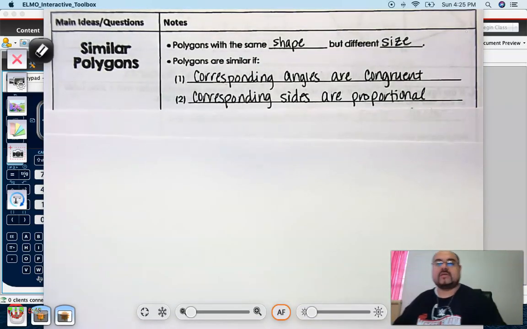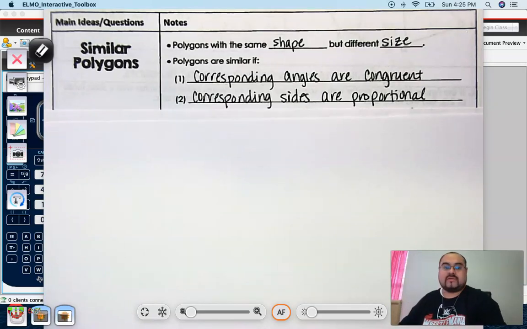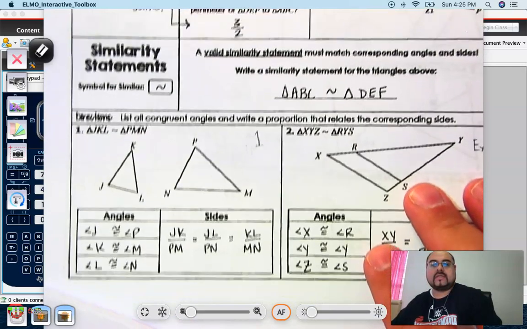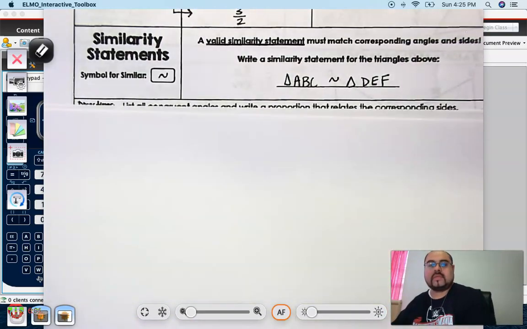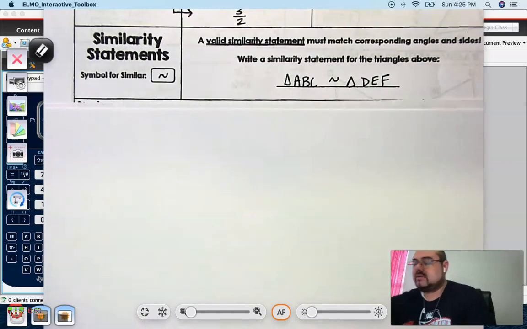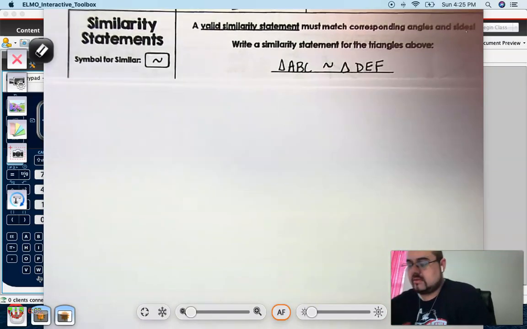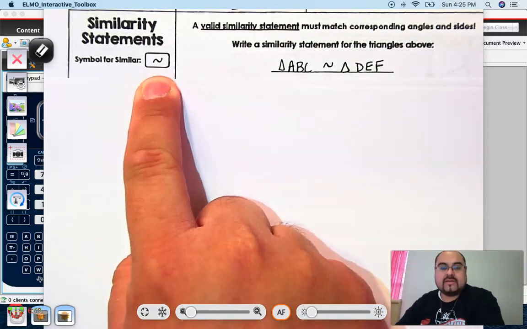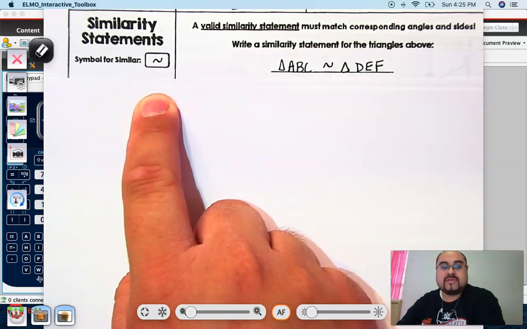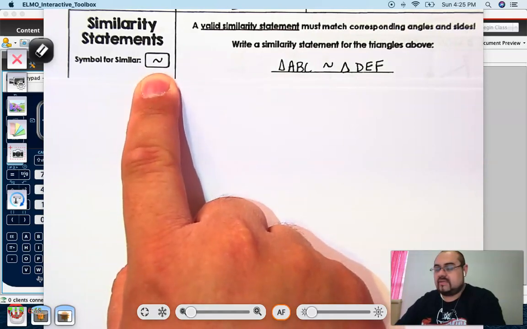Okay. So those are the only two things that need to be met as far as requirements go for similar polygons. Okay. Just a couple other things. The similarity symbol, okay, remember, it looks like this. Okay, it's a little wavy line. All right. Before, we used to have the congruent symbol, which was the wavy line with the equal sign underneath it. Similarity is just the wavy sign.